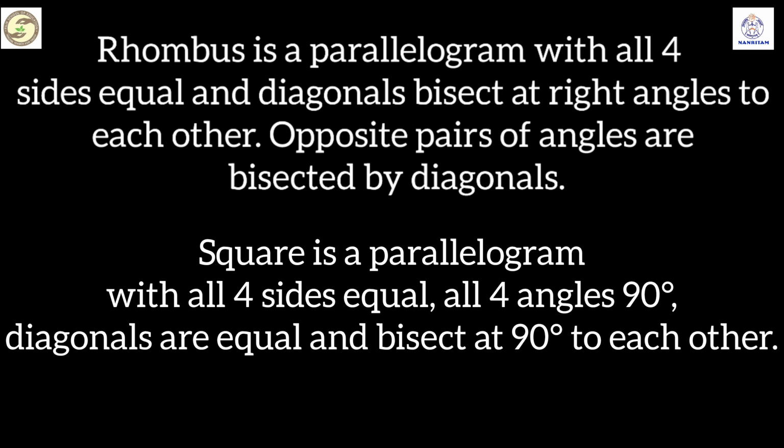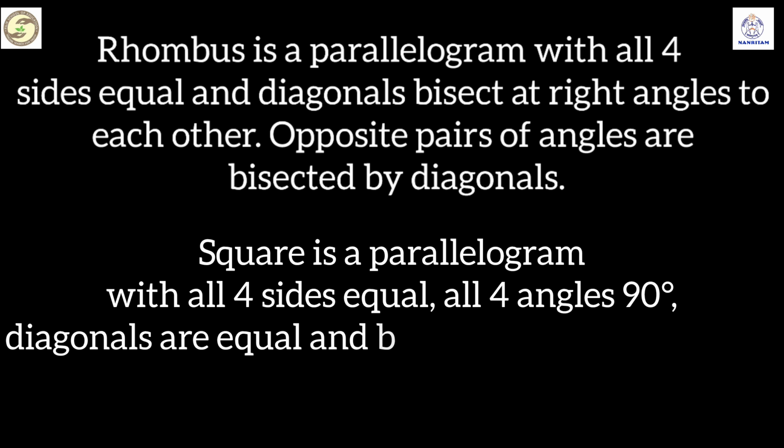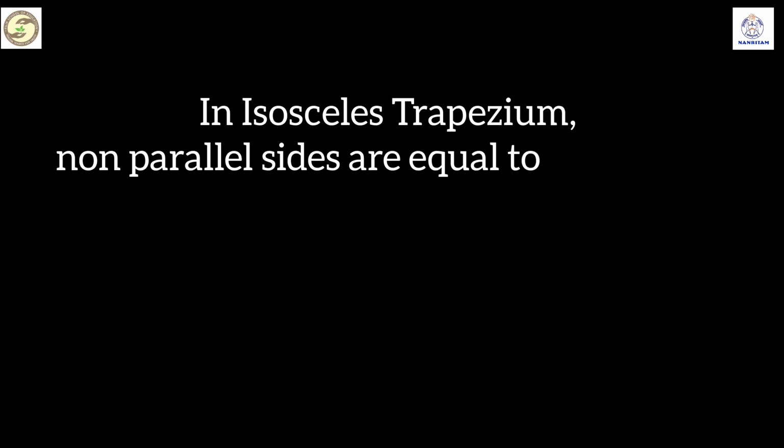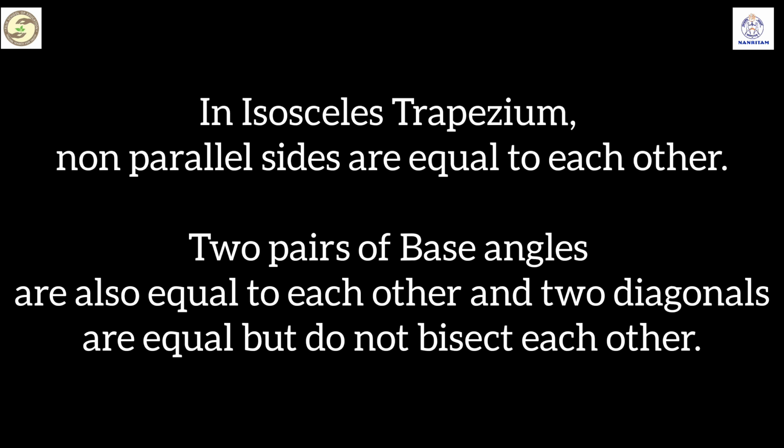Square is a parallelogram with all four sides equal. All four angles 90 degrees. Diagonals are equal and bisect at 90 degrees to each other. Trapezium is a non-parallelogram because it has only one pair of sides parallel. Its non-parallel sides are unequal except in isosceles trapezium. In isosceles trapezium, non-parallel sides are equal to each other.